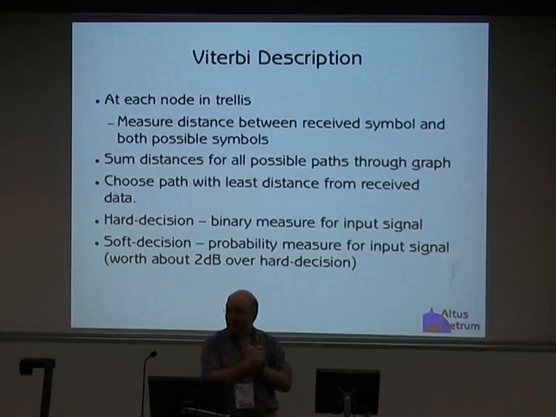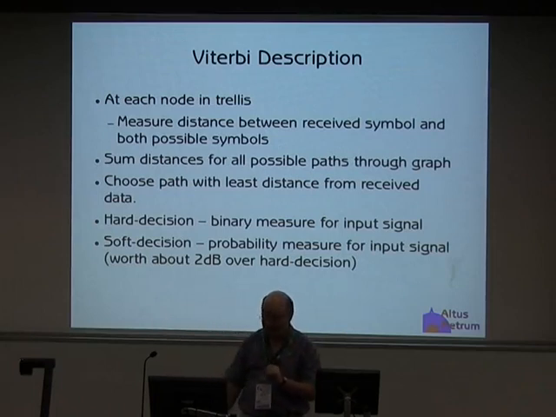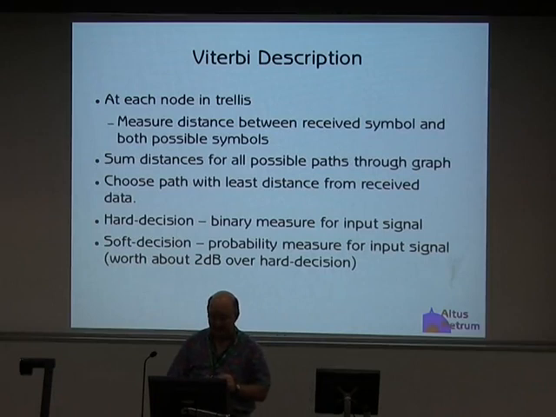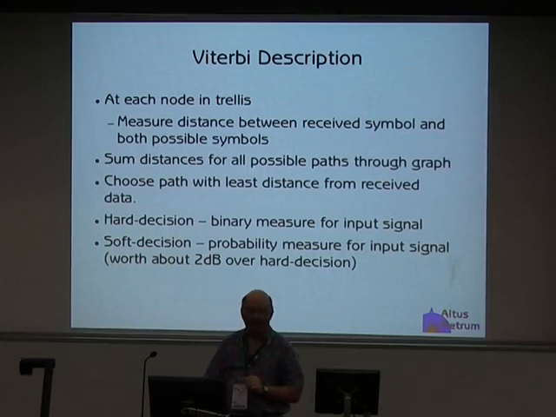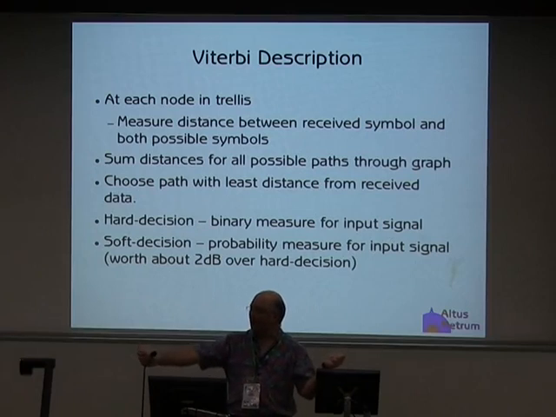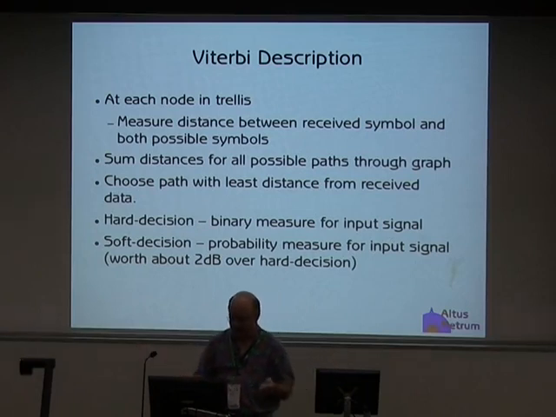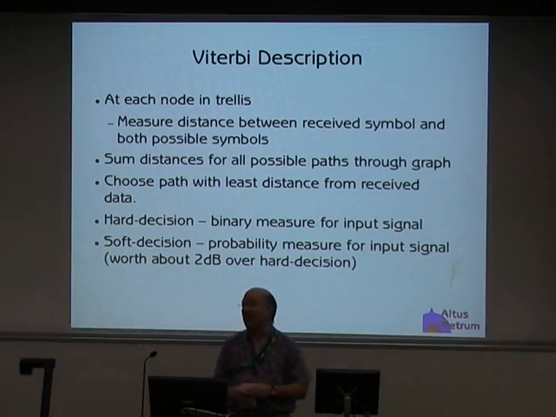You sum the distances all the way across through the whole packet. And then you choose the path with the least distance from the received path. And that's how it's kind of provably optimal, right? You've got the path with the least total error through the entire reception. There's two different kinds of Viterbi decoding.